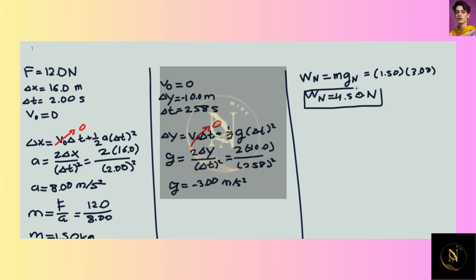Then we do the same exercise, but this time for Earth. Mass is the same wherever you are, but gravitational acceleration differs. So same mass that we found before, but this time we use our gravitational acceleration of 9.81. The weight comes out to be 14.7 newtons, to 3 significant figures.